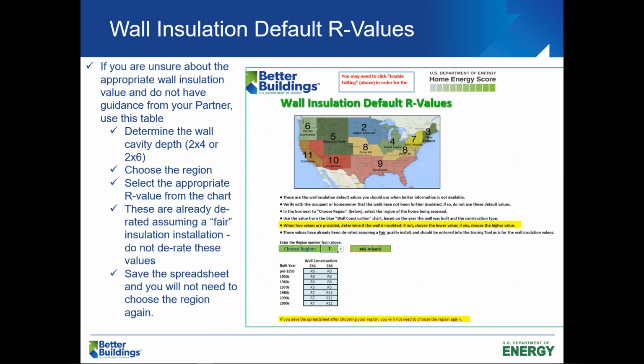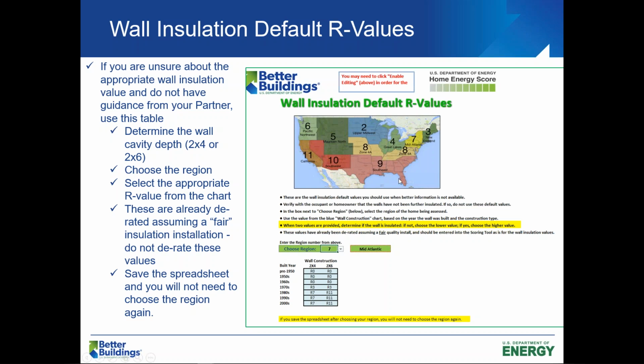Wall insulation default R values. We've had quite a bit of questions over the past few years about how we determine wall R values, and there are all sorts of procedures for doing so, and none of them are really very effective. But one of our national labs did some work and came up with what they believe to be reasonable default values based on location, house age, and stud depth. And that's what this page will do.